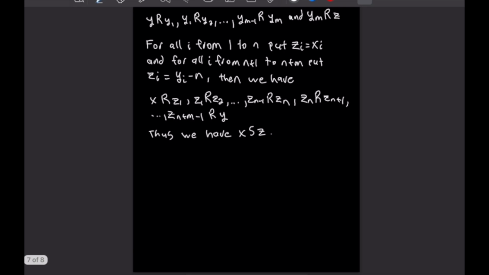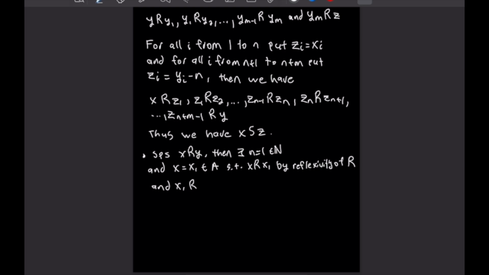And so for the very last part of what we're going to do here today, we want to prove that R is a subset of S. To prove that R is a subset of S, we're going to suppose that x is related to y by R. So then there exists n equal to 1, which is of course a natural number, and x is equal to x1, which is in A, such that x is related to x1 by the reflexivity of R, and so x1 is related to y, which of course means that x is related by S to y. Thus we have proved that R is a subset of S.